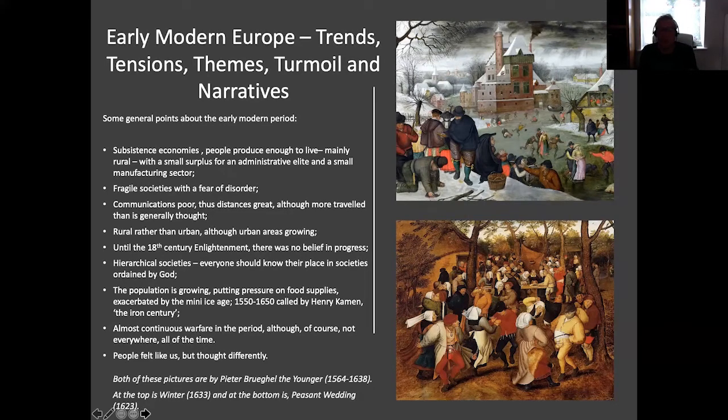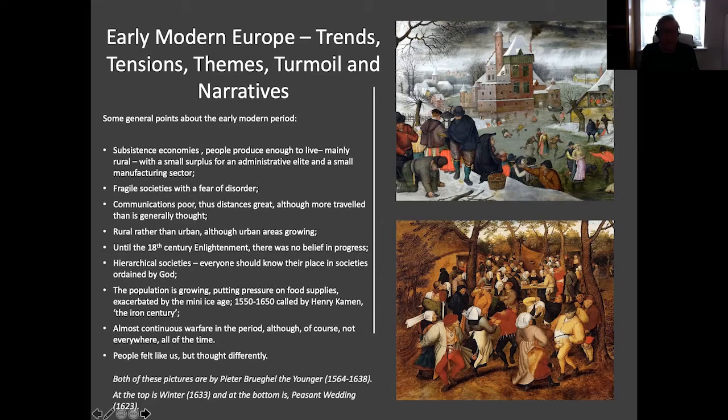Communications were poor. Thus, Europe was much bigger then than it is now. It took you ages to travel. As an example, probably at the beginning of the 18th century, it took 3 weeks to get from London to Edinburgh. So you're talking long distances. Although it's also true to say people travelled rather more than is generally thought. And letters travelled quite a long distance, although they might take a long time to arrive. So these are places where you're just about alive, and your contact with the outside world was fairly limited.